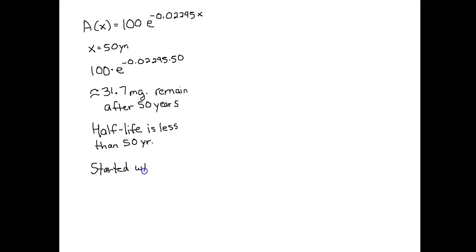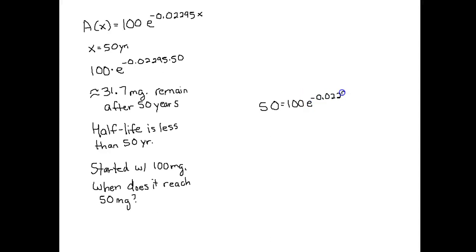Okay, so if we started with 100 milligrams, when does it reach 50 milligrams? When does it get to half of that? So we've got 50 equals 100 times e to the negative 0.02295x. Divide both sides by 100, you'll have 1/2 equals e to the negative 0.02295x. Then take the natural log of both sides.